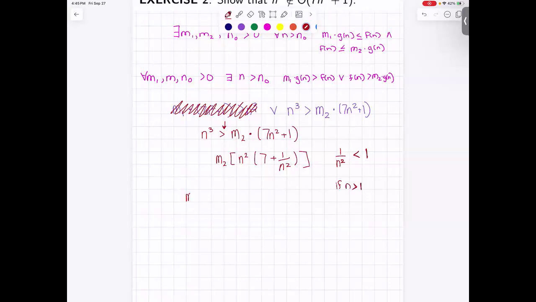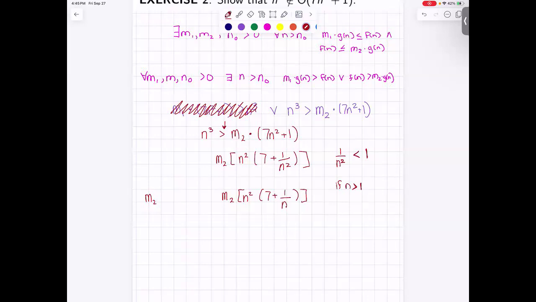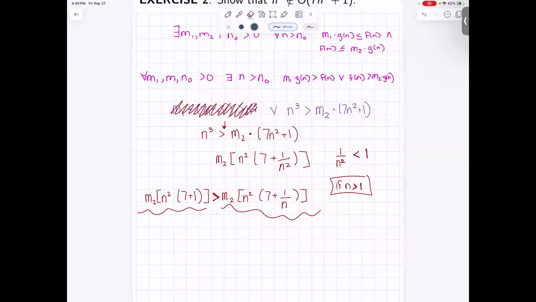And if that's the case, we're going to be able to say n² (7 + 1/n²). Oh, my brackets are all messed up. So this was our original, and we know that this is definitely going to be less than n² times (7 + 1). It's definitely going to be less than that. So this is our original side, and given that our n is going to be greater than 1, we know that this is definitely going to be greater. Awesome. So now we've stuck that intermediary value between the n cubed and the original right-hand side.